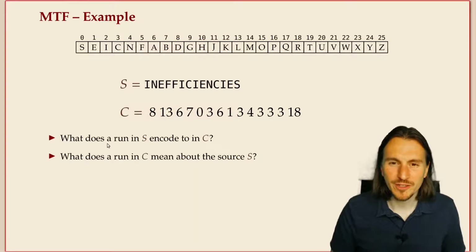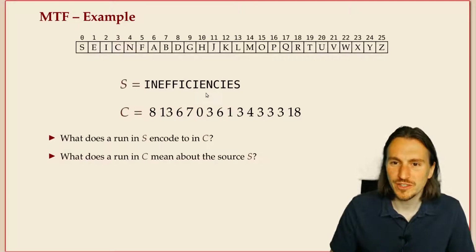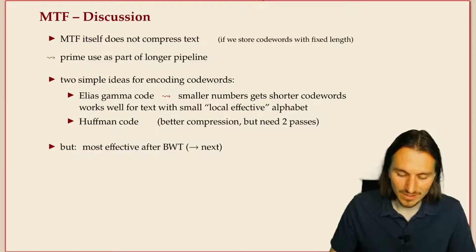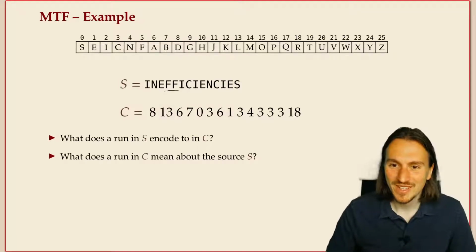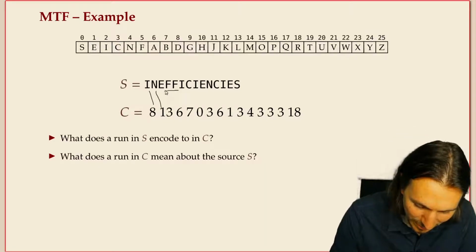Now, an interesting observation is what happens in this transformation with certain features in the input text. For example, when the input source text has a run of same characters, like here, what does that correspond to in the coded text? And what does the run in the coded text mean for the source text? Those are two interesting questions to think about. I think I should put these on top of each other so that this becomes more visible.